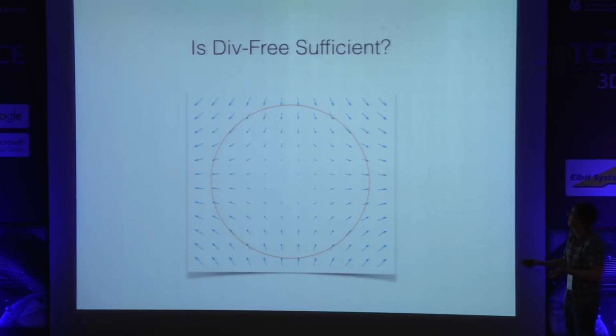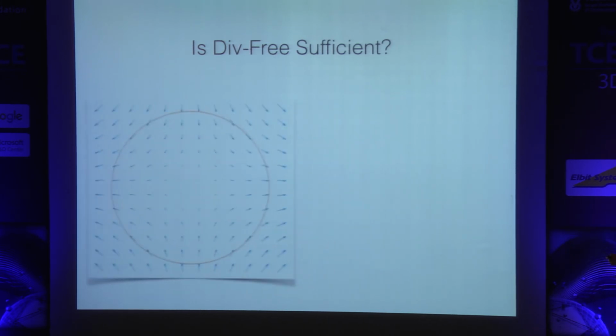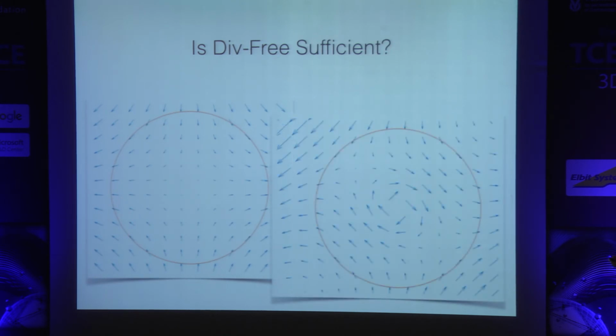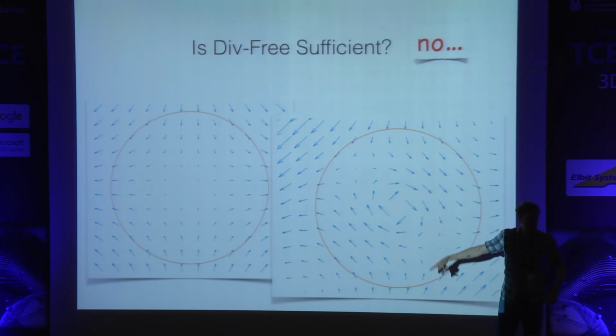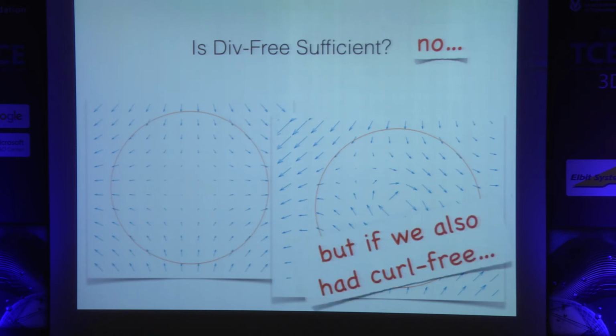But maybe the fact that the liquid is incompressible is enough to save us, to reduce the space of vector fields we're interested in. But no, it's not. Here are two vector fields that are both divergence-free, and they both have exactly the same restriction onto the red circle. But very different things are going on in the interior. So it's not enough that it's divergence-free, unfortunately.